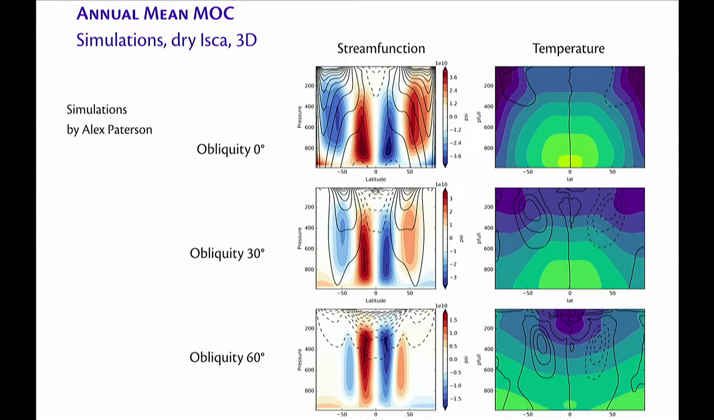Obliquity is zero. This is the stream function and temperature. This is the annual mean. At high obliquity, 60 degrees, you're actually seeing warmer poles than at the equator. So it's kind of interesting. But surprisingly enough perhaps, you're still seeing in the annual mean a similar structure with Hadley cells close to the equator and Ferrel cells on either side.